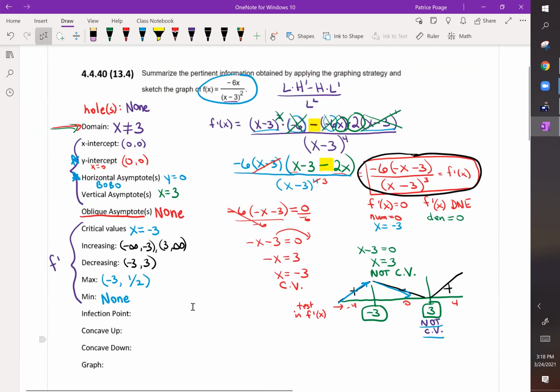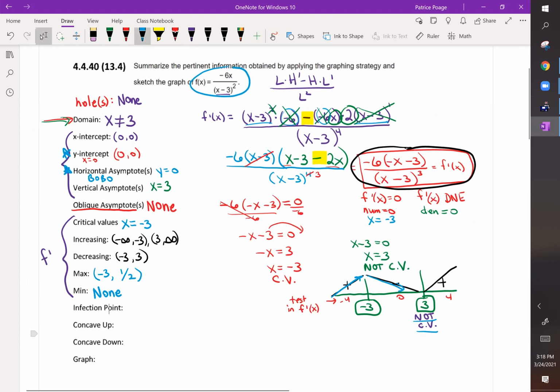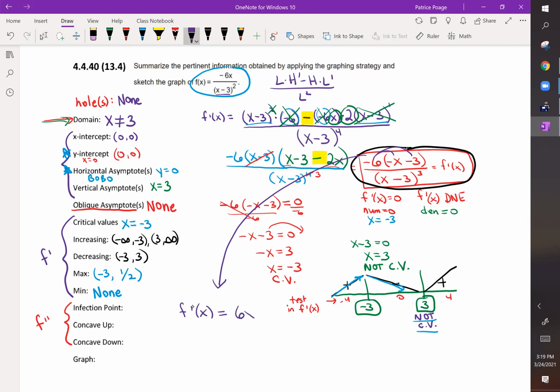Yeah. So now these next three are going to be answered using the second derivative, and then we're going to put it all together with a graph. So using the second derivative, I'm going to take the derivative of my first derivative, but I'm going to first rewrite my first derivative because I don't like the -6 just sticking out there. I'm going to distribute it through. So my first derivative is going to be -6 times -x is 6x, -6 times -3 is plus 18, over x minus 3 cubed.